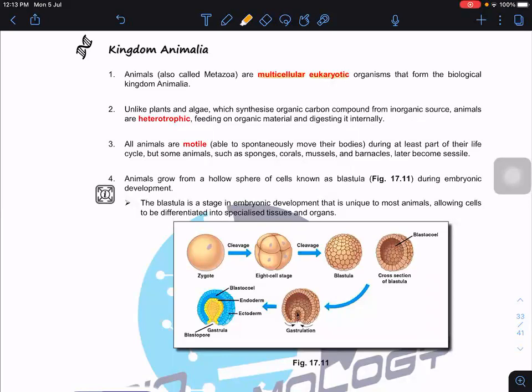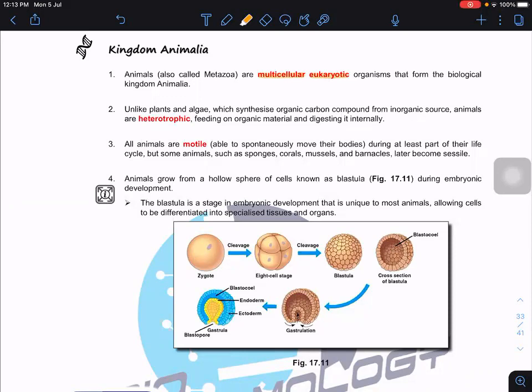Okay, so it means that if they are multicellular, at least they must have tissues. It's not cells only, but a group of cells performing the same functions. So we have the tissues, and then they form organs, so they have good specialization. So they must have certain specializations, at least a degree of specializations.